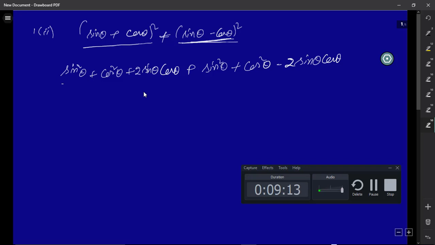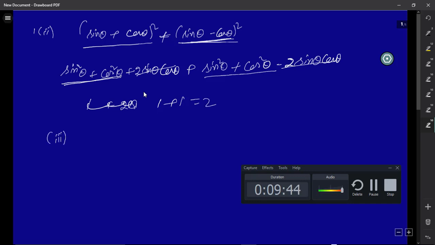Now we know that this is a trigonometric identity. Sin square theta plus cos square theta should be 1. And this 2 sin theta cos theta, I'm just going ahead and cancelling them, because this is plus 2 sin theta cos theta and this minus 2 sin theta cos theta gets cancelled. Now sin square theta plus cos square theta I got as 1, and this sin square theta plus cos square theta I get as 1. 1 plus 1 is how much? 2.